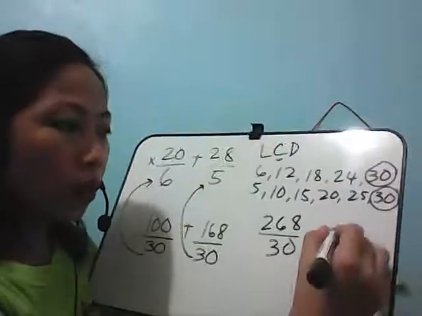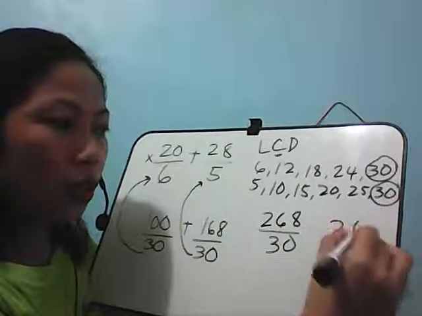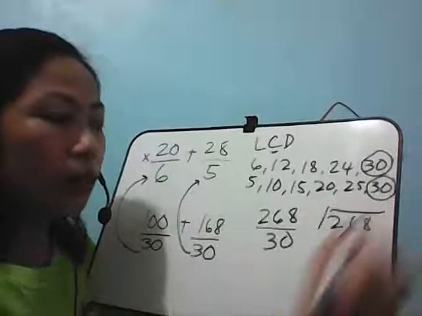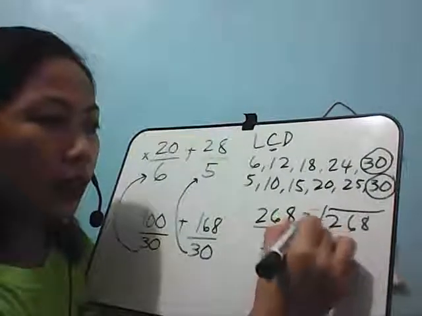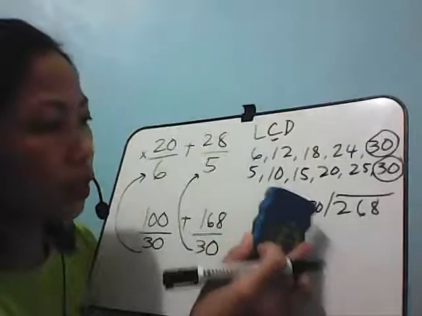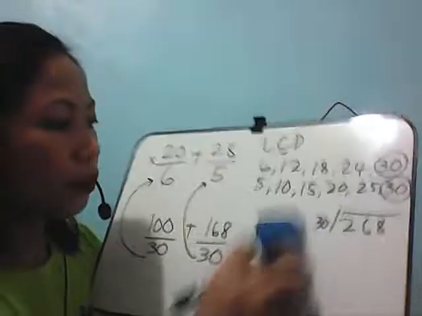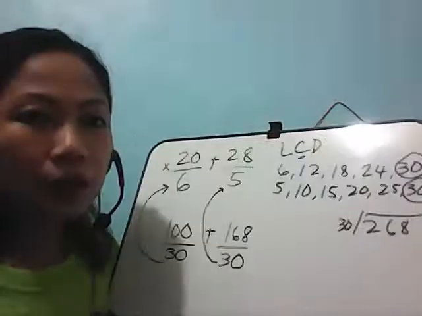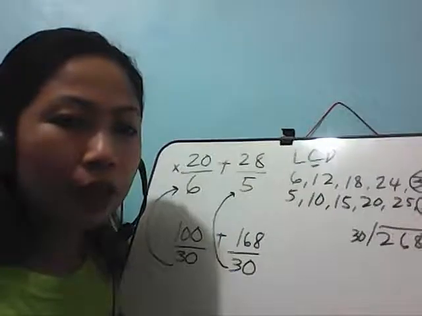Okay, so 268 divided by 30. Okay, wala na tayong space. So, urong natin konti dito, 268.